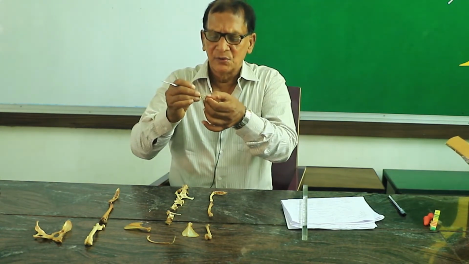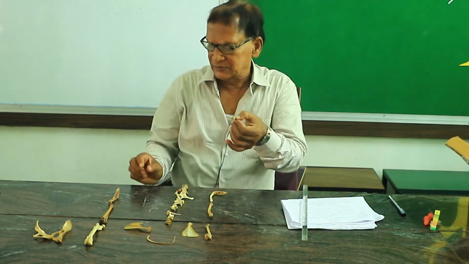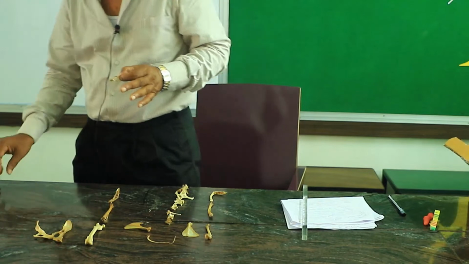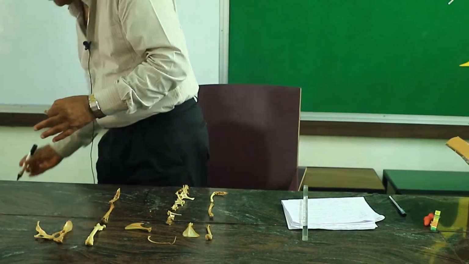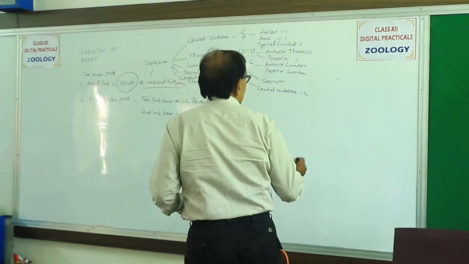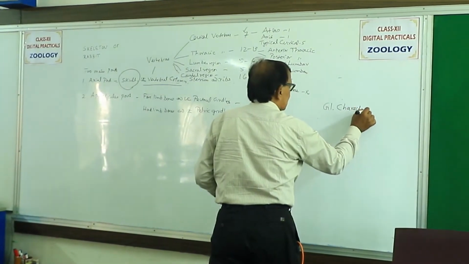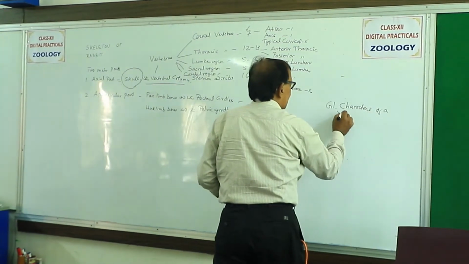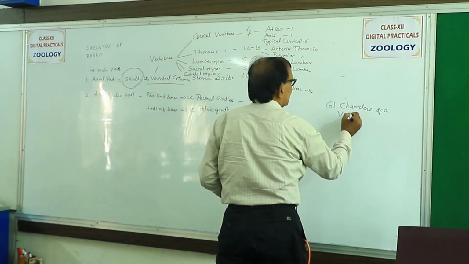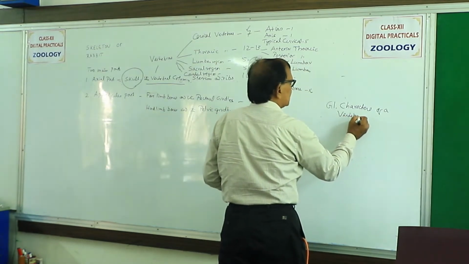Before that, let us discuss the general characters of a vertebra. Moving on to the atlas, a vertebra, in order to be a vertebra, must possess general characters. The vertebra has several general characters. Similarly, a limb bone has several general characters. The characters differ according to the nature of the bone. So, general characters of a vertebra.